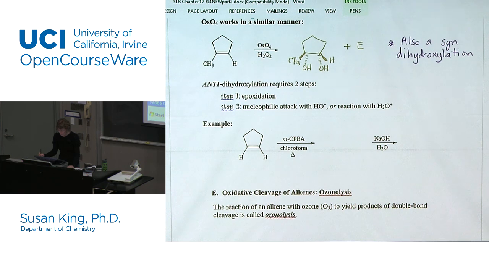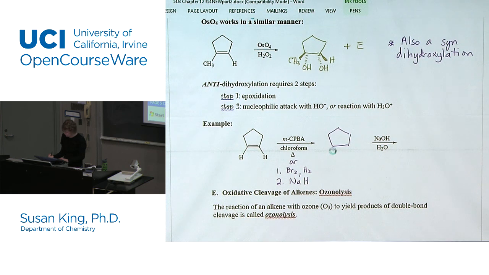All right, so here's an example. How do we make, so these are 2 ways to do syn. How do we do trans dihydroxylation? Opening up an epoxide, right? So you make the epoxide, MCPBA chloroform, or step 1, bromine water. Step 2, NaH, right? Those are interchangeable. We make an epoxide.